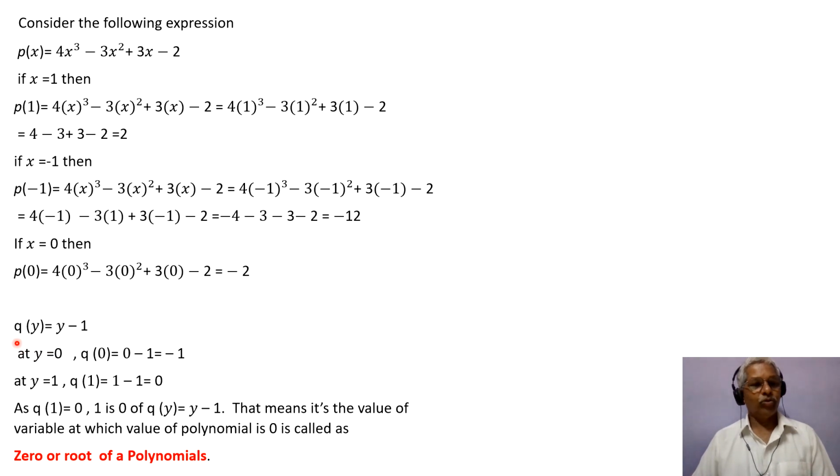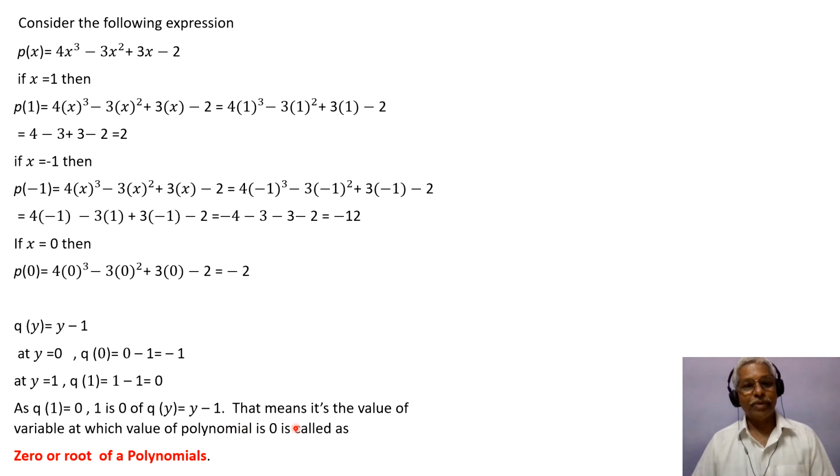Now see another example: q(y) equal to y minus 1. At y equal to 0, q(0) is 0 minus 1, which is minus 1. And at y equal to 1, q(1) is 1 minus 1, which is 0. As q(1) is equal to 0, 1 is a zero of q(y), which is y minus 1. This 1 is the value of y at which the expression is 0, so this 1 is called the zero of this polynomial.